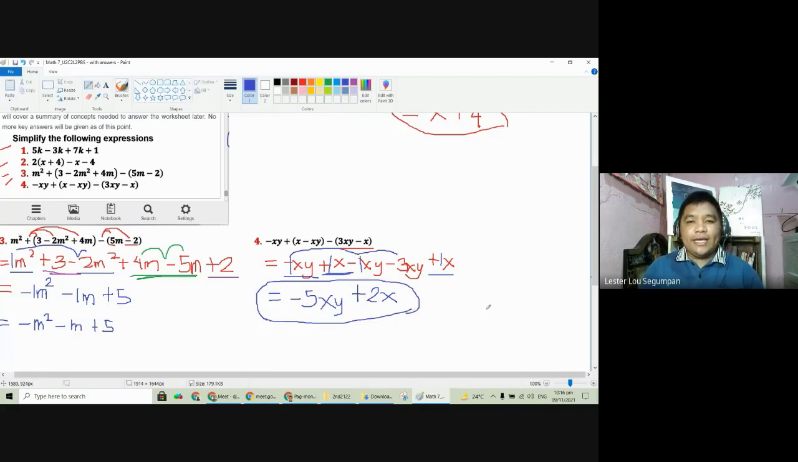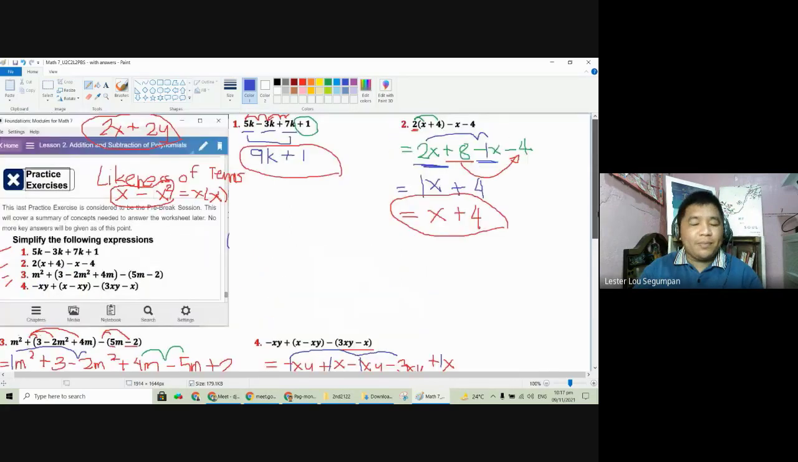So the thing here is this: likeness of terms is very important, and definitely the rules on grouping symbols preceded by a sign. Please review this as part of your preparation for the next few lessons.